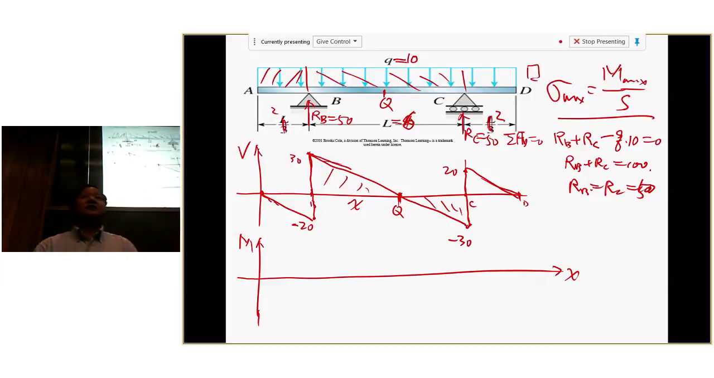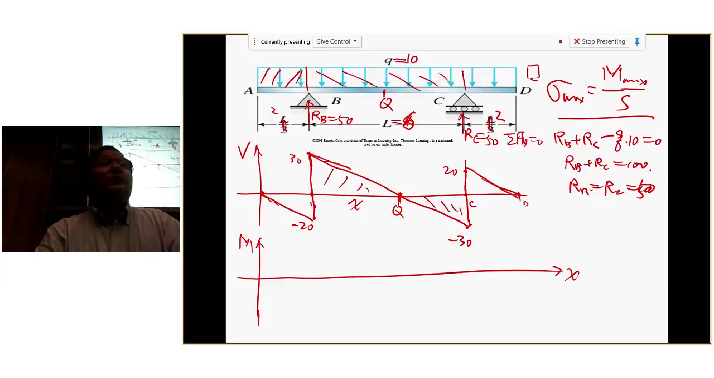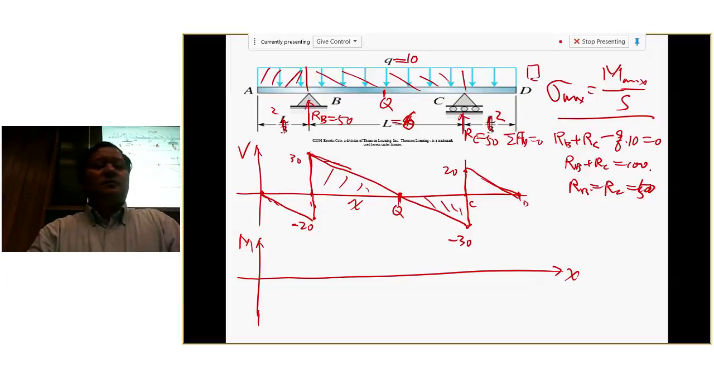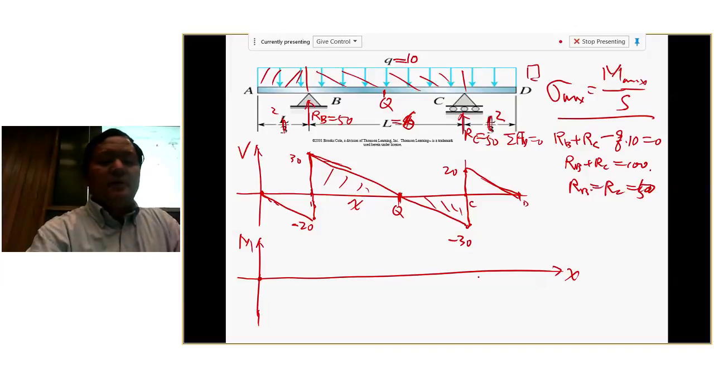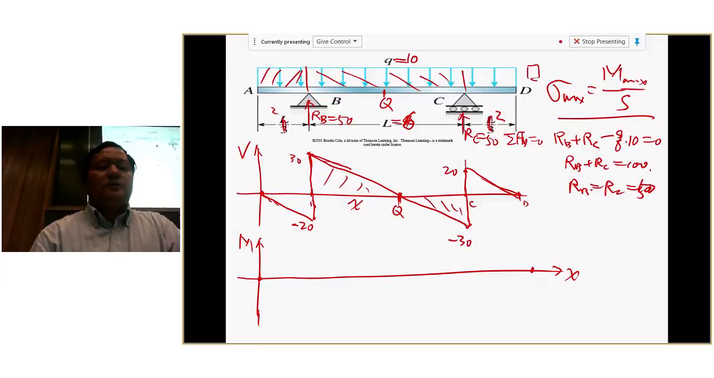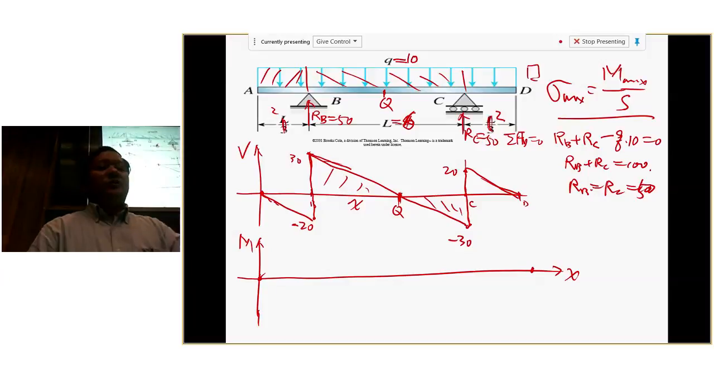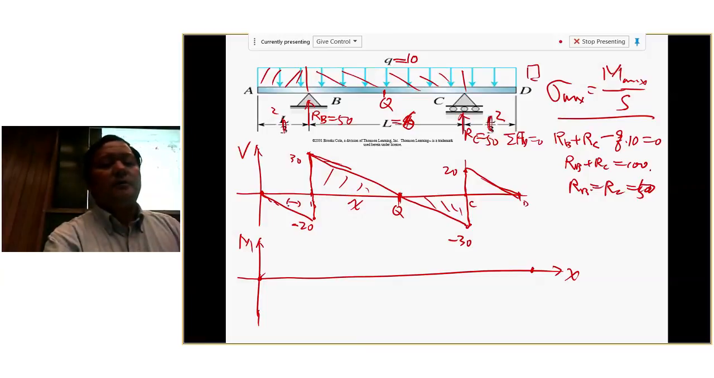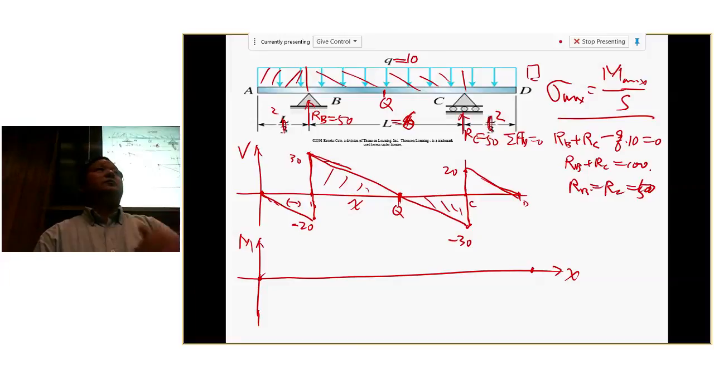Okay, what's the M then? Start 0, end 0. Okay, once you start, what do you see there? You see a distributed load. So you accumulate negative area at an increasing slope. So what kind of curve do you have? Parabolic, right? Okay, it's negative, right?